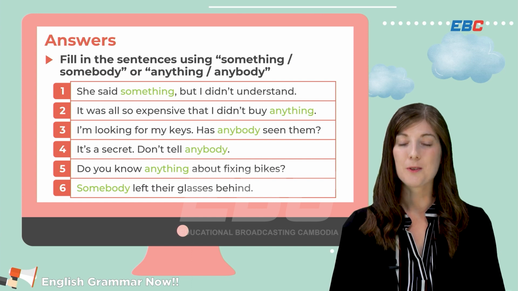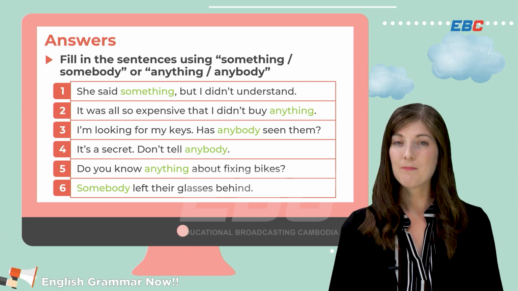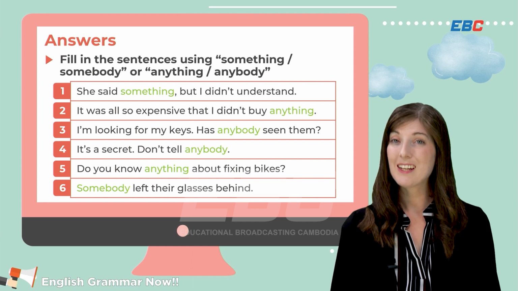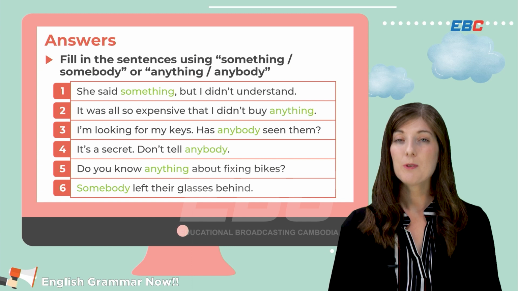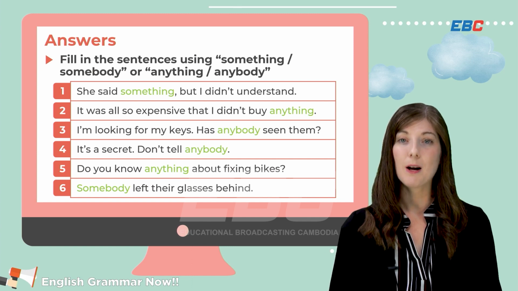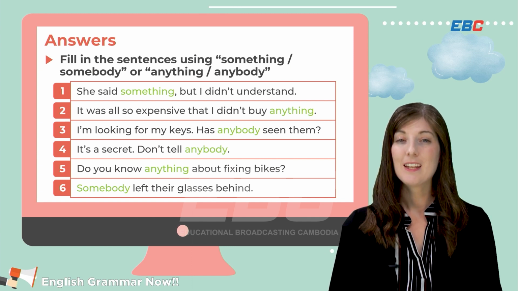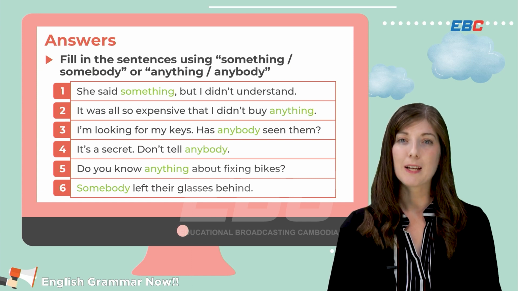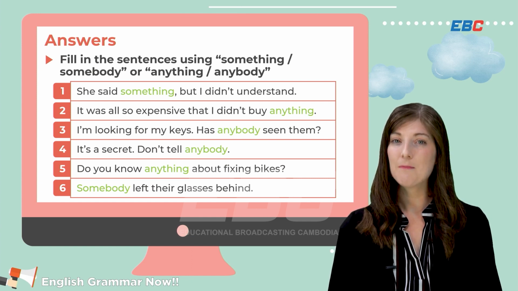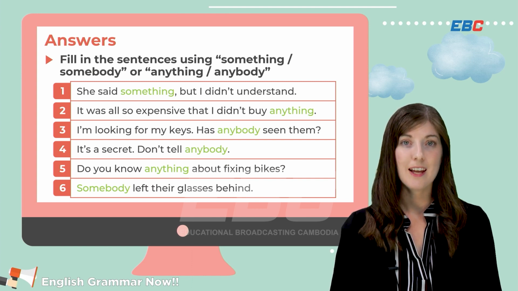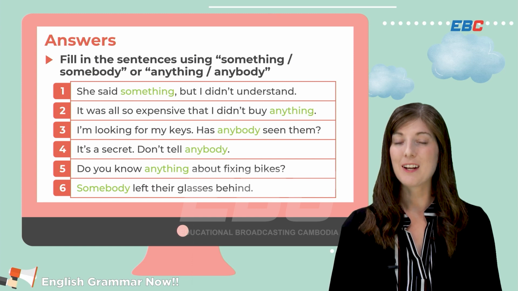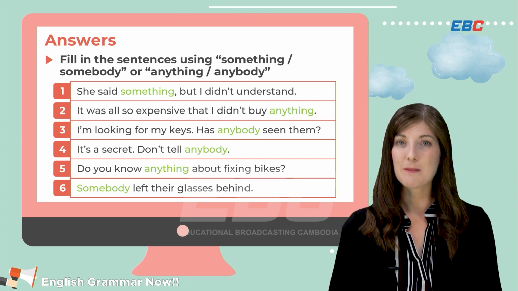Here's the answers to those questions. Number 1. She said something, but I didn't understand. Number 2. It was all so expensive that I didn't buy anything. Number 3. I'm looking for my keys. Has anybody seen them? Number 4. It's a secret. Don't tell anybody. Number 5. Do you know anything about fixing bikes? And number 6. Somebody left their glasses behind.